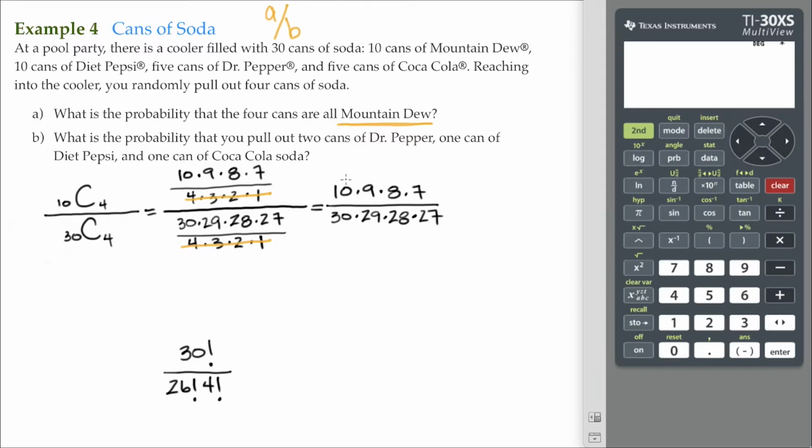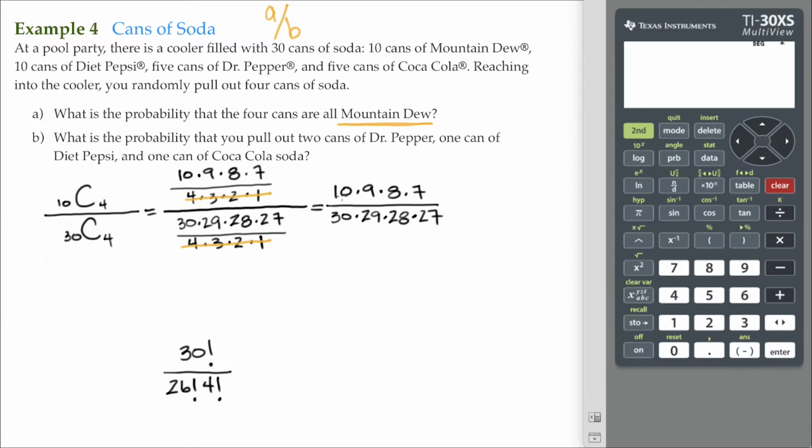Then if I reach in again and I pull out a second can, the probability of that one being Mountain Dew, that's 9 out of 29. Can you see that right here? If I reach in and pull out a third can, the chance of that being Mountain Dew, that's 8 out of 28. And if I reach in and pull out another can, the chance of that being Mountain Dew is 7 out of 27. So you don't necessarily have to do a combination, but even if you do, it works out to be the same.